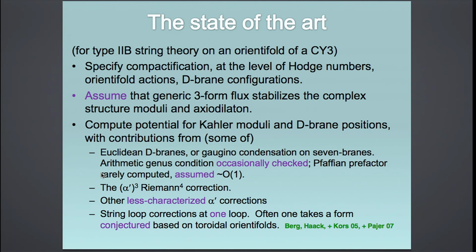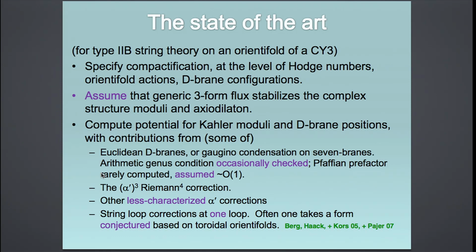The reason is I would like to point out where we could most use technical progress, where we would profit most from actually confronting the hard calculations and improving them such that everything could be totally explicit. Okay? So here's where things are hard. You can specify a compactification at the level of some Hodge numbers and some orientifold actions and configurations of D-branes. Then what one generally does is assume that generic choices of quantized three-form flux leads to stabilization of the complex structure moduli and the axiodilaton.